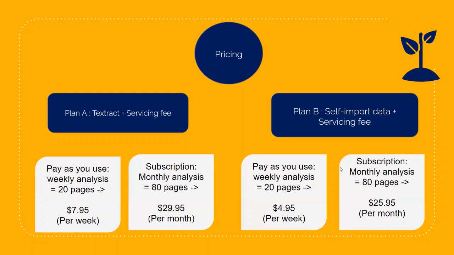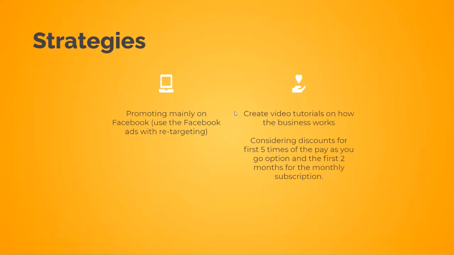So we will have 2 different packages. For the first plan, it will be tax rate and servicing fee. And the two options available are pay as you use, which is nearly $8 per week, or a monthly subscription, which is $30 per month. Or the other package, with pay as you use would be $5, while the monthly subscription would be around $26.